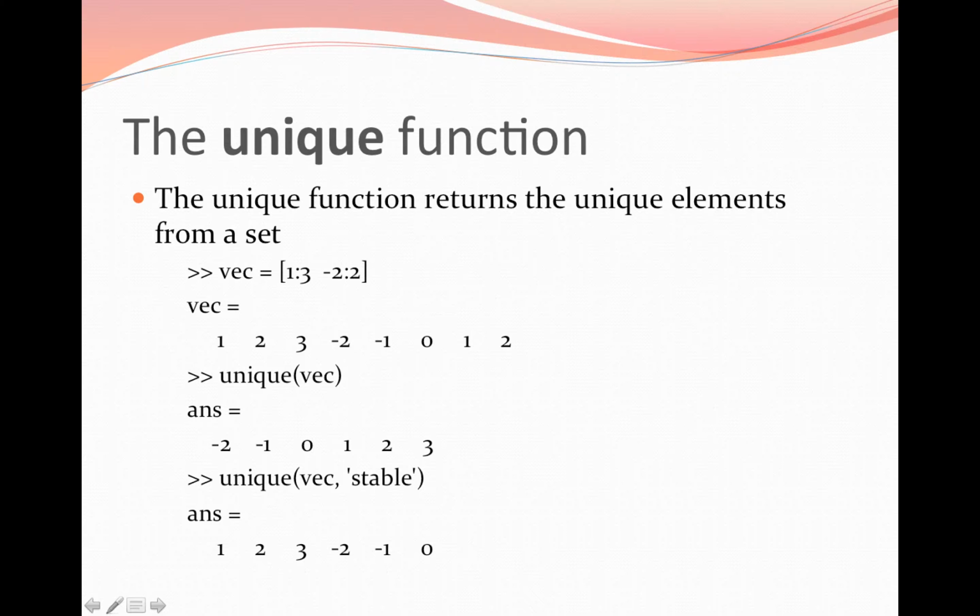The unique function receives one set as an input argument, and it returns the unique elements from that set. Here's a vector variable vec, which stores the concatenation of 1, 2, 3, and -2, -1, 0, 1, 2. Unique of that vector, by default, gives us the values in sorted order, -2, -1, 0, 1, 2, 3. If we instead also pass the input argument, which is the string 'stable', it returns the results in the original order, 1, 2, 3, -2, -1, 0.